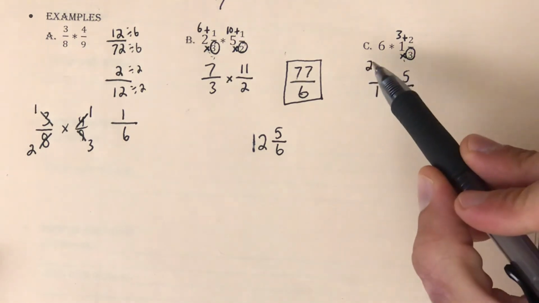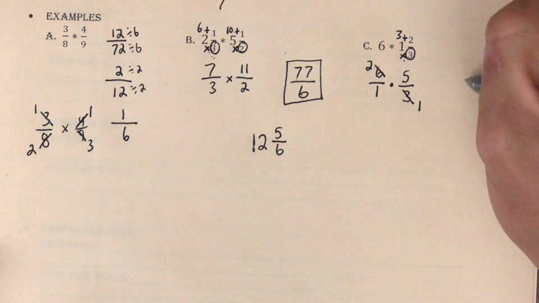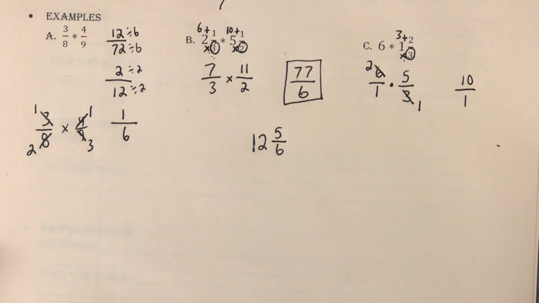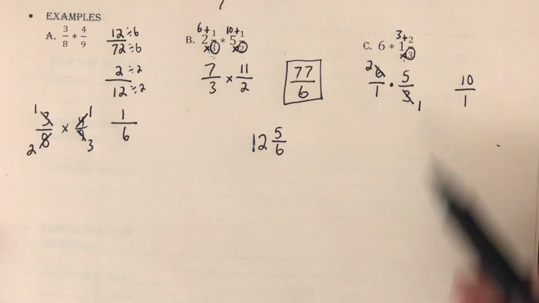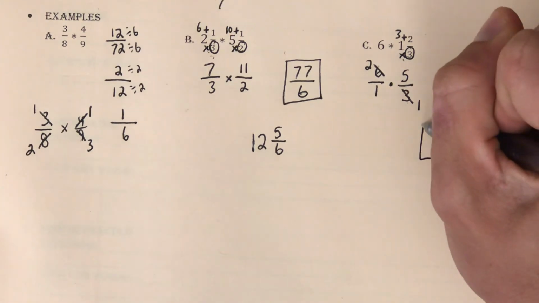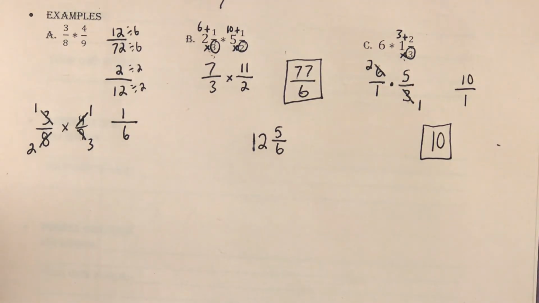So let's take a look. So 2 times 5 is 10, and 1 times 1 is 1. So we ended up with 10 over 1. Well, this is the one situation where this is not our final answer, because now we got to reduce or simplify it to its simplest form, and anything over 1 is just itself. So our final answer is 10.